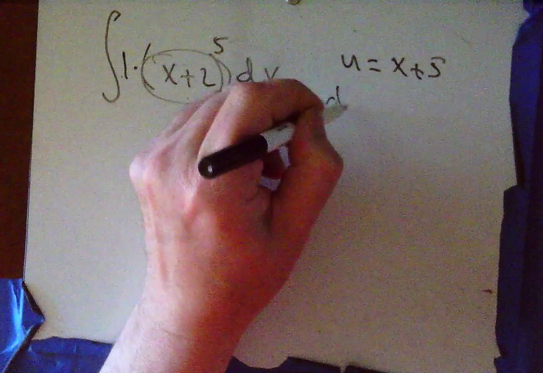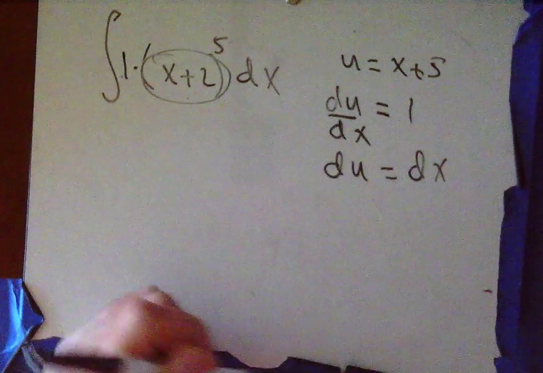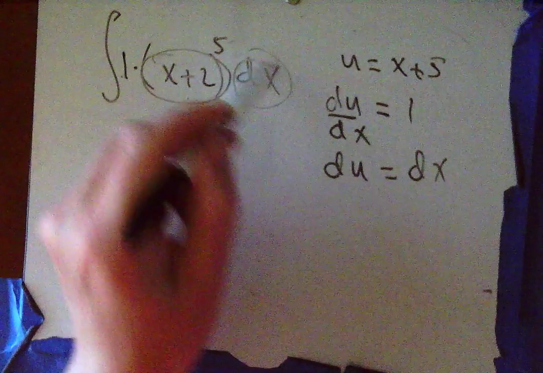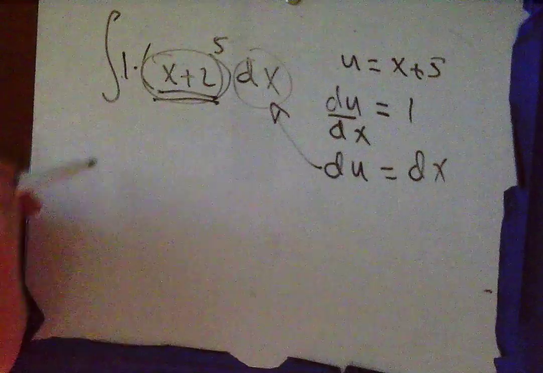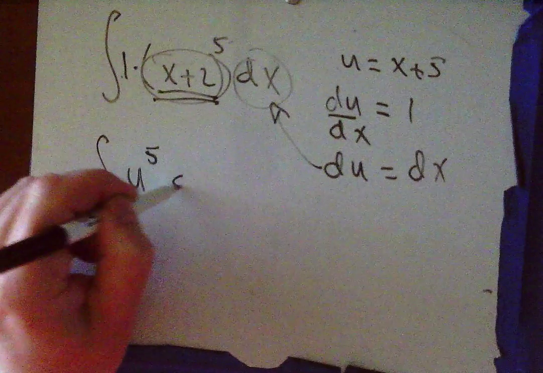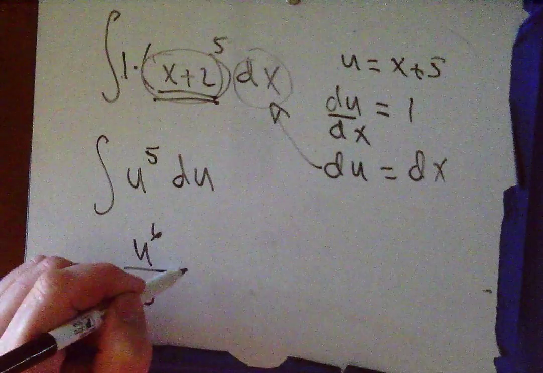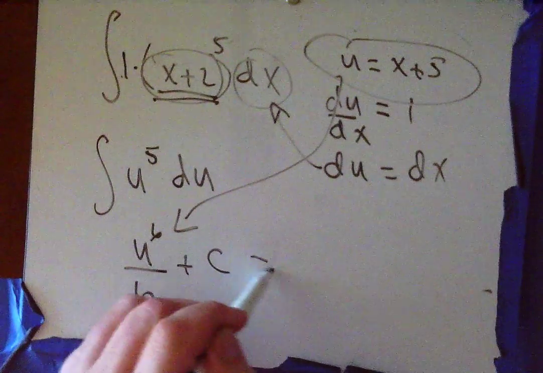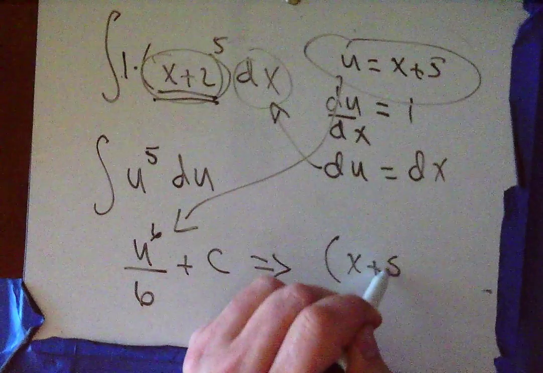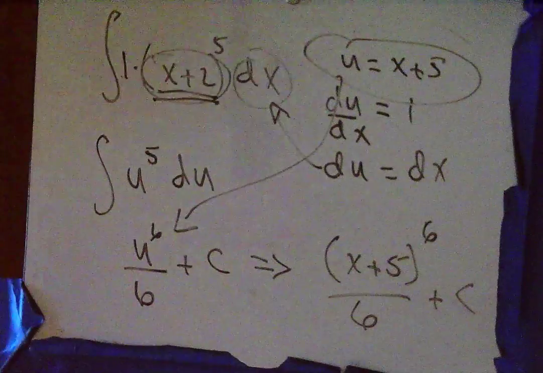So, welcome back. Did you determine that du dx was equal to 1? And so du equals dx? Because we're going to need that when we want to get rid of this dx. We can replace with du. And we're going to replace x plus 2 with u. So this integral becomes u to the 5th du. Well, how do I find the antiderivative of that? That's going to be u to the 6th over 6 plus c. And don't forget, we don't want our answer in terms of u. We want our answer in terms of x. Okay, there's our antiderivative.